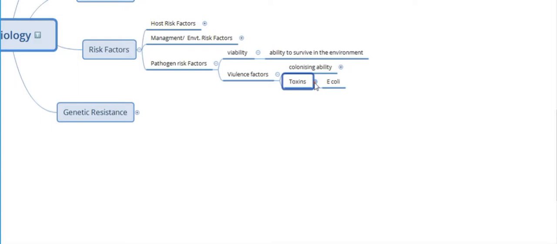Whereas in certain organisms like Staphylococcus aureus, most of the virulence factors that these organisms possess are those which help in colonizing the organism within the udder of the animal, and thus these organisms won't be producing a large number of toxins, but can persist in the udder for a very long time. So those are the pathogen risk factors.